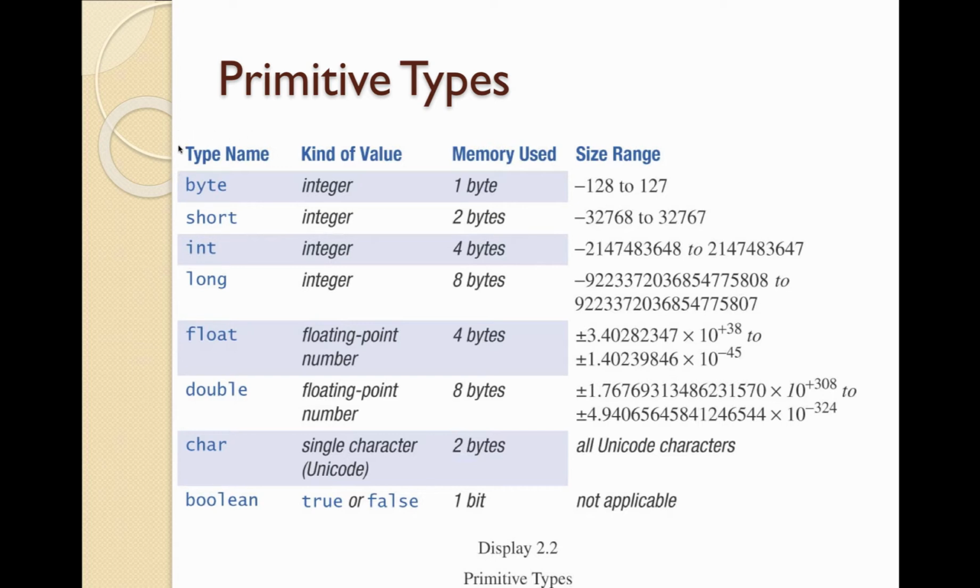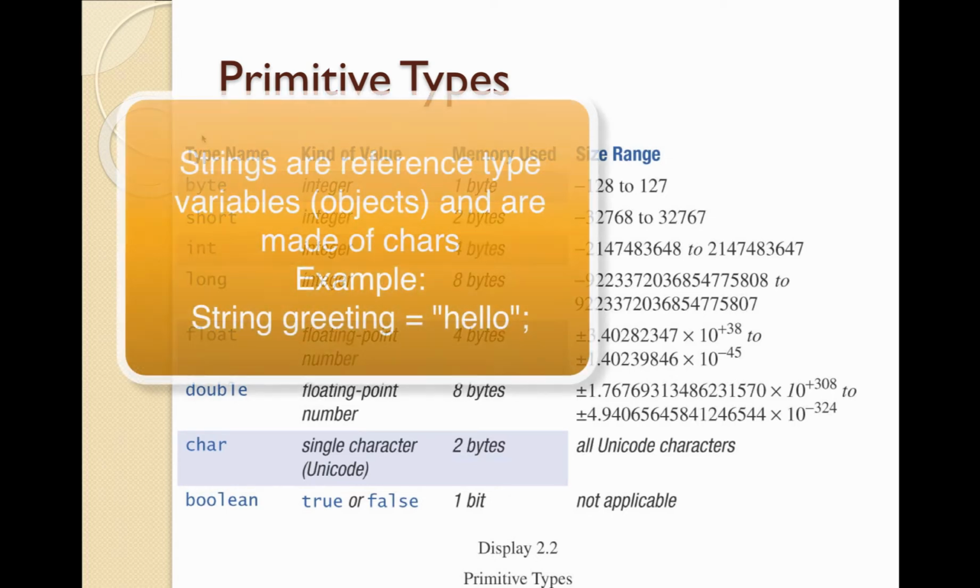Notice there are no string types in our primitive types table. It's because a string type is an object or a reference type, and a string is composed of characters.